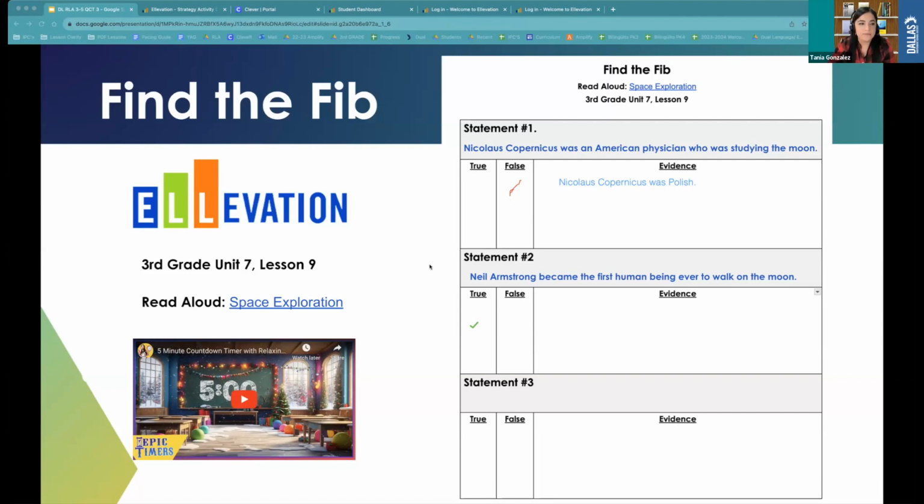And this is a picture of quarter two. So you're teaching quarter two right now. And now, statement number three: Neil Armstrong was the only astronaut who walked on the moon in 1969. Is it true or false?